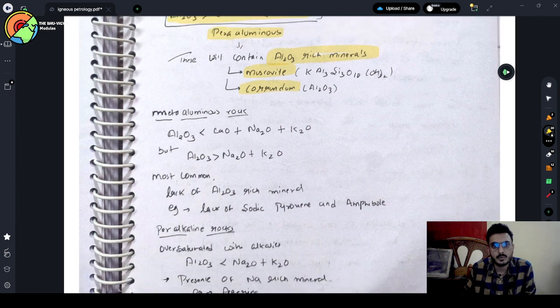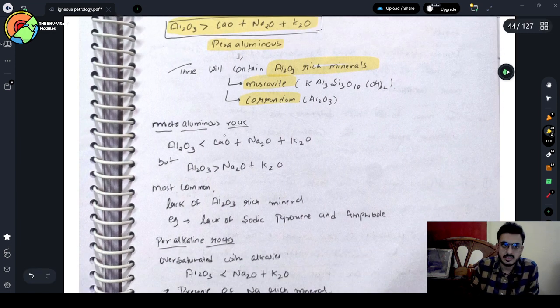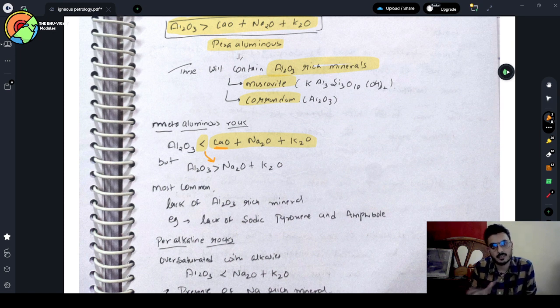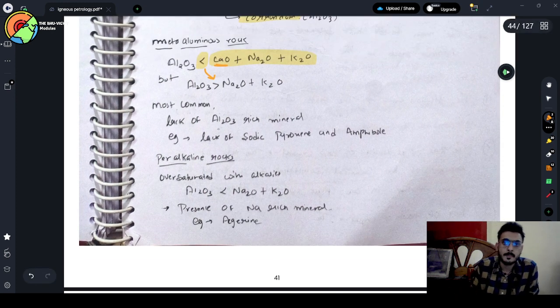Okay. Metaluminous rock will be what? If your Al2O3 is less than CaO, Na2O, K2O, then we'll call it metaluminous rock. But one thing you remember is, if you remove CaO from here, then the sign will change here. Okay. So this is an important property of metaluminous rock, because they also have aluminium, but the sum of CaO, Na2O, K2O will be greater than Al2O3, but the sum of Na2O, K2O only will be less than Al2O3. So most commonly, they lack Al2O3 rich minerals, okay, and have sodic pyroxene and amphibole.